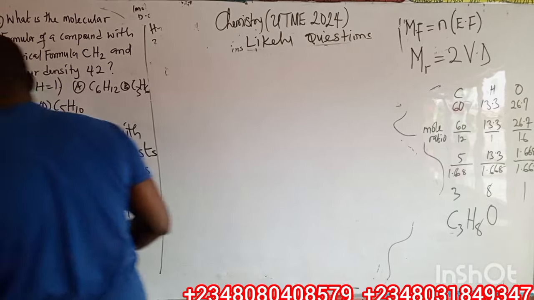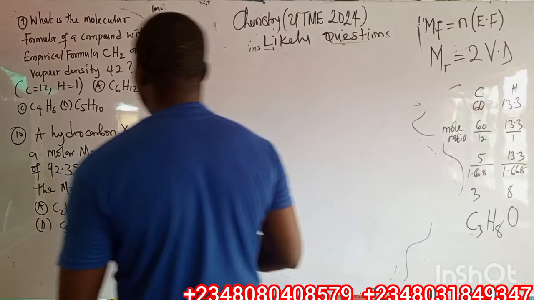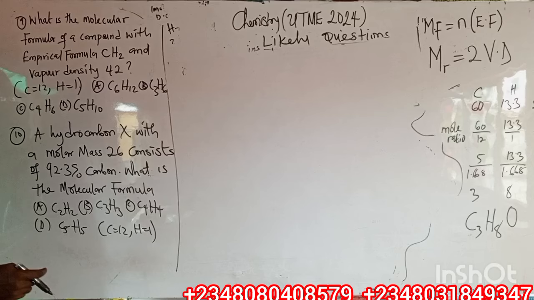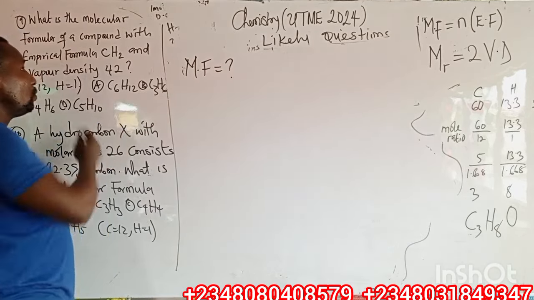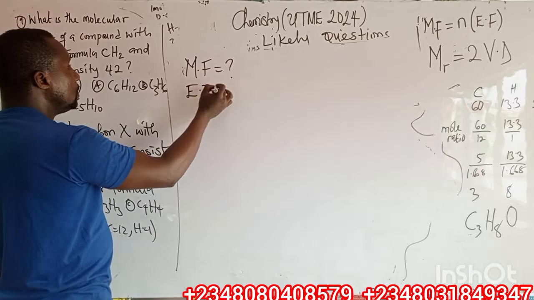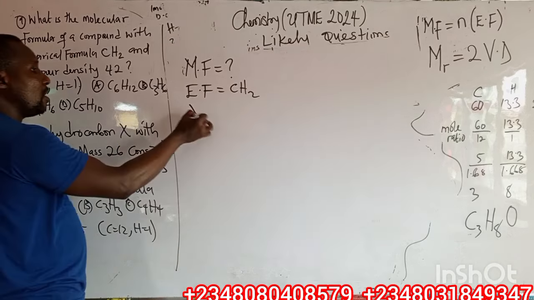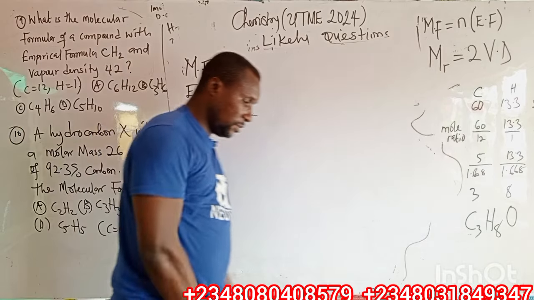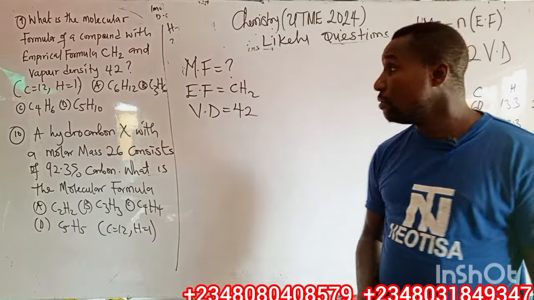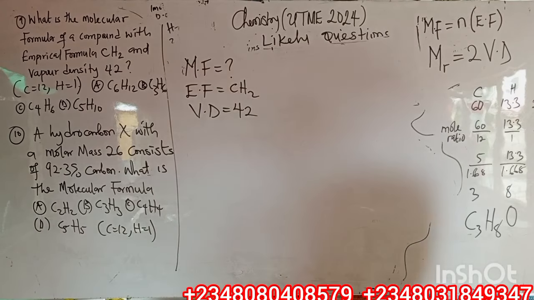The next question we have: what is the molecular formula of a compound with empirical formula CH2, and vapor density is given as 42? They want you to calculate the molecular formula of that compound. The empirical formula of that compound is CH2. Why is the vapor density given as 42?